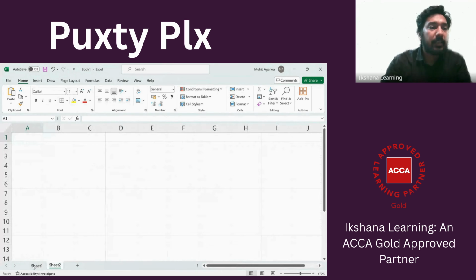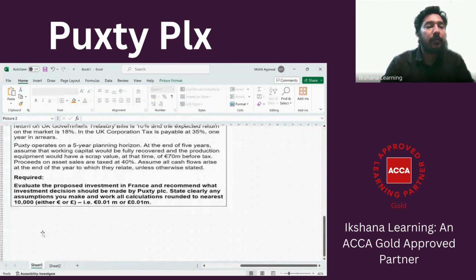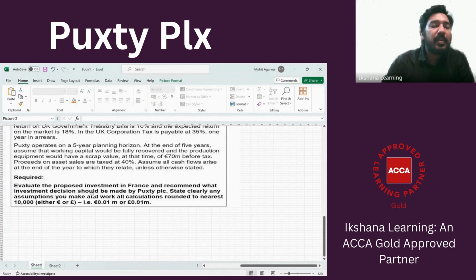Let's read the requirement first. It says: evaluate the proposed investment in France, and recommend what investment decision should be made in Puxty Plc. State clearly any assumptions you made and work all calculations rounded to the nearest 10,000.